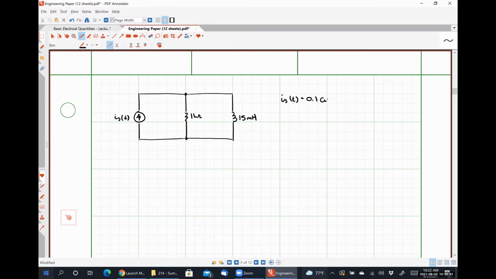0.1 cosine 2 times 10 to the 5 t milliamps. And what I want to do is to determine the power being absorbed by the source at t is equal to 10 microseconds, the power absorbed by the resistor at that same time, t is equal to 10 microseconds, and the power absorbed by the inductor at t is equal to 10 microseconds.